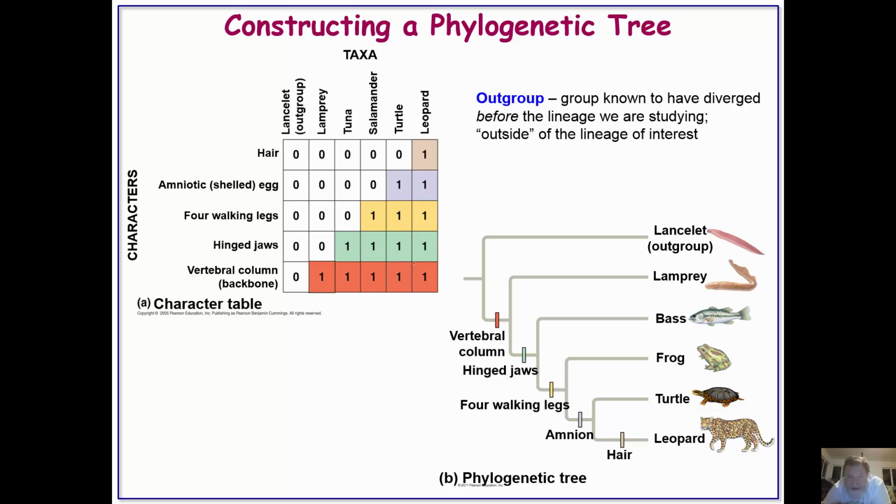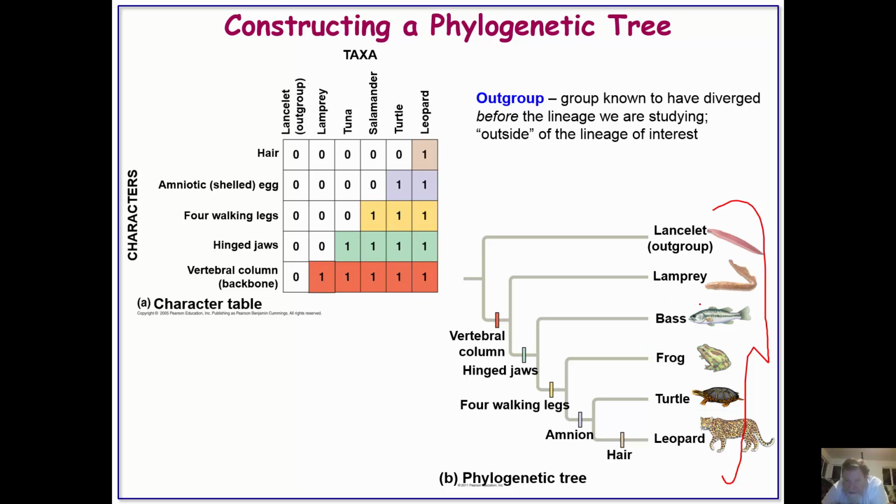And so, again, let's take a look at some classic vertebrates, okay? If we take a look at these vertebrates, we would see that, again, a vertebral column, a hinged jaw, four walking legs, an amnion, and hair are all things that we can use to separate these guys out. Basically what we do is we assume that each of these is important to another, and then we compare relationships. An outgroup is known to have diverged before the lineage we are studying. It's outside of that lineage of interest.